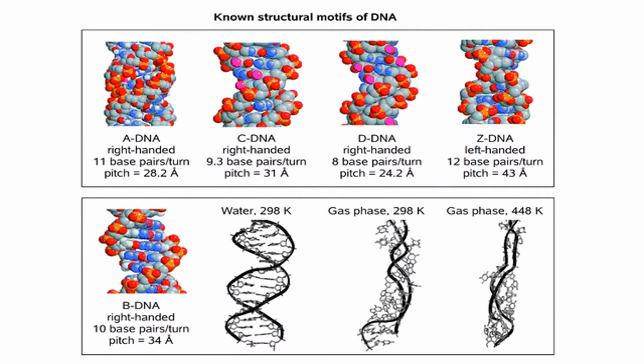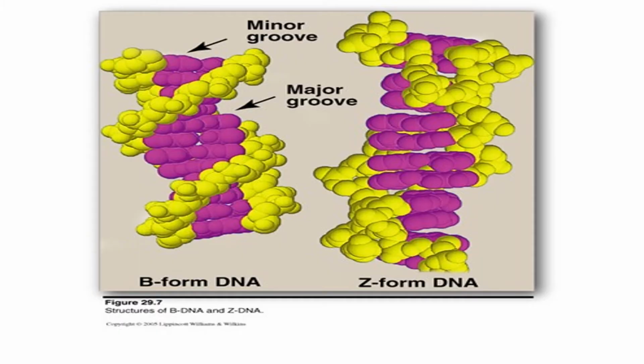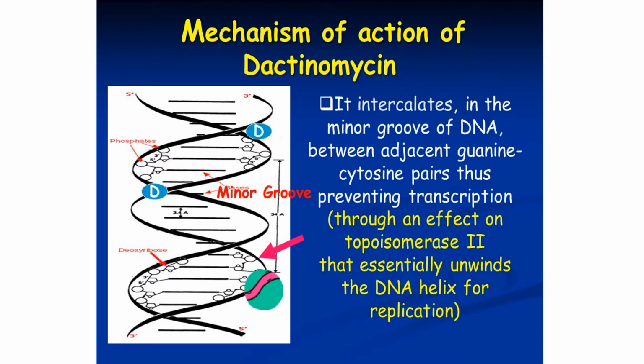Among them, mostly the DNA is found in the Z DNA and B DNA form, that is either left-handed or right-handed structure. The minor and the major grooves are shown in this figure in the B form of DNA and in the Z form of DNA. What is the importance of these major and minor grooves?